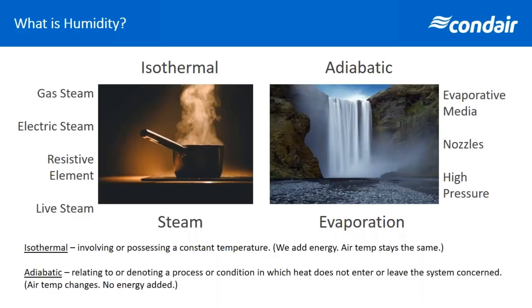So at Condair, we have every humidification product available. It's broken into 2 different categories, so isothermal or adiabatic. Isothermal is generally the more common and more conventional way of adding humidification. This would be boiling water and creating steam. It can be done in a number of ways, using gas as an energy source. You can have an electric energy source, much like a kettle, as a resistive element humidifier is. And as well, you can use building steam, so from their boiler system in live steam applications.